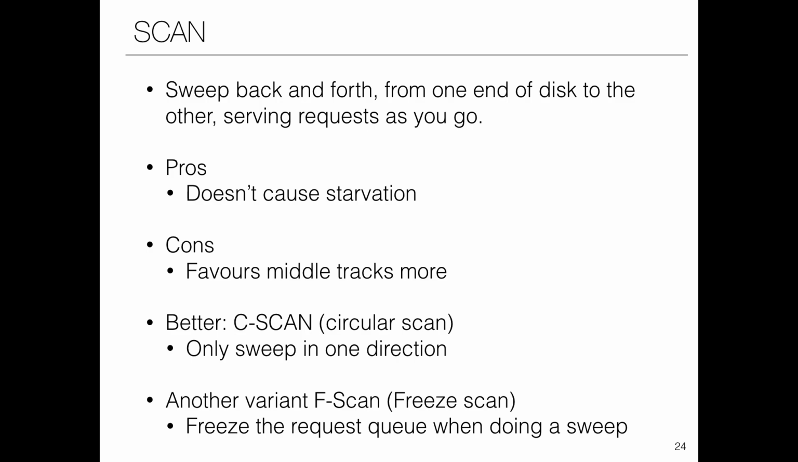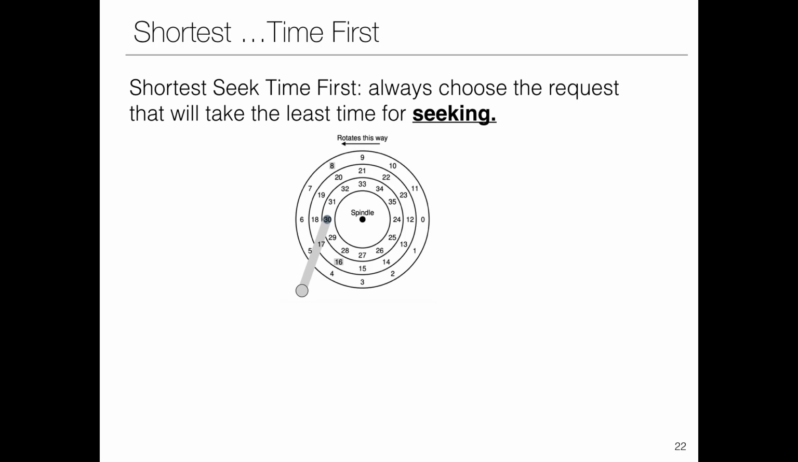So, is C-scan favoring the middle track? No, C-scan is not favoring the middle. It's the regular scan. Let's say we start from 6, so it goes 6, 18, 30, then 30, 18, 6. So the middle tracks would be used much more often.